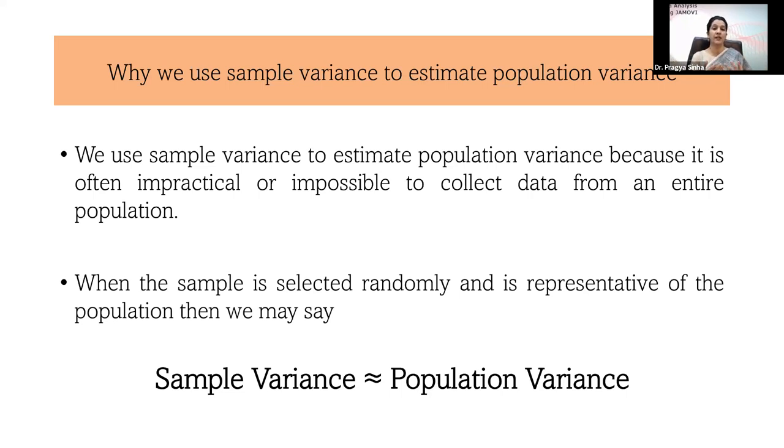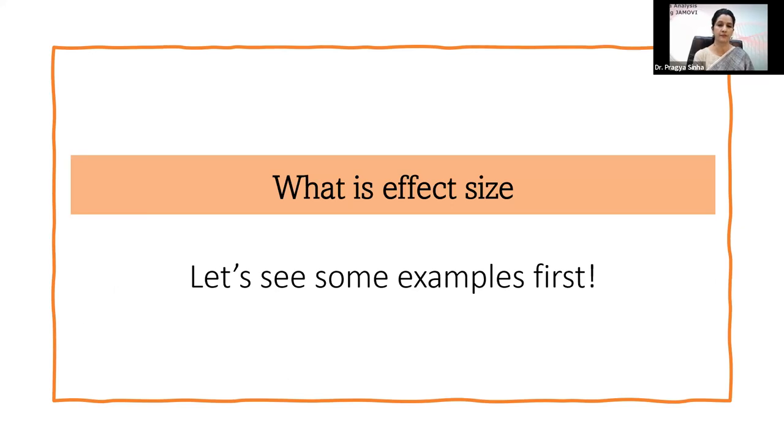So that's why we collect samples in a random way, and that's why there is so much importance of the sampling method. If you adopt a random sampling method, then the sample variance will be very nearly equal to the population variance, and then the generalizability of your study will be high. So that's why we use the sample variance.